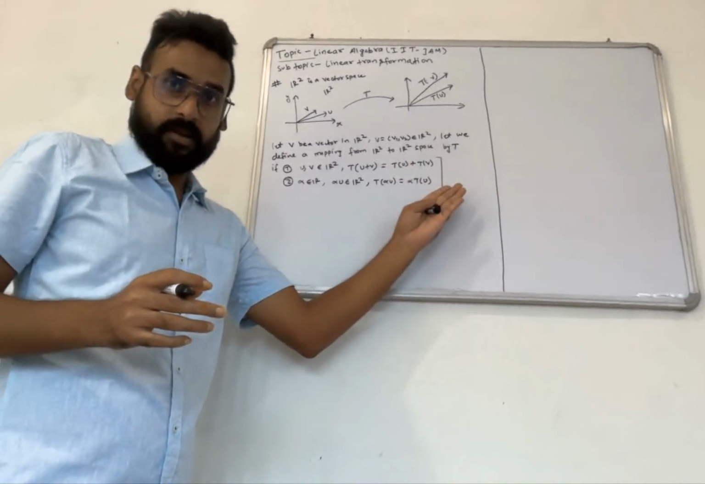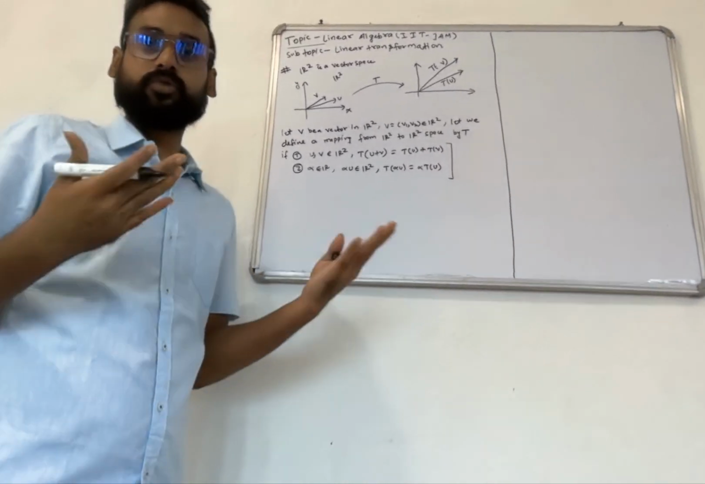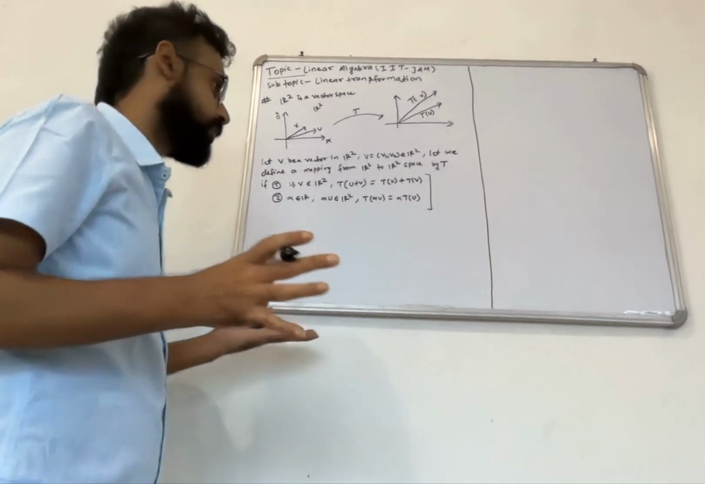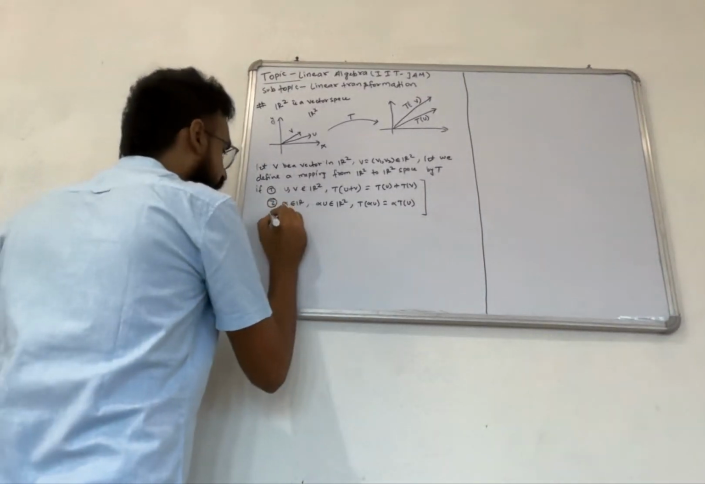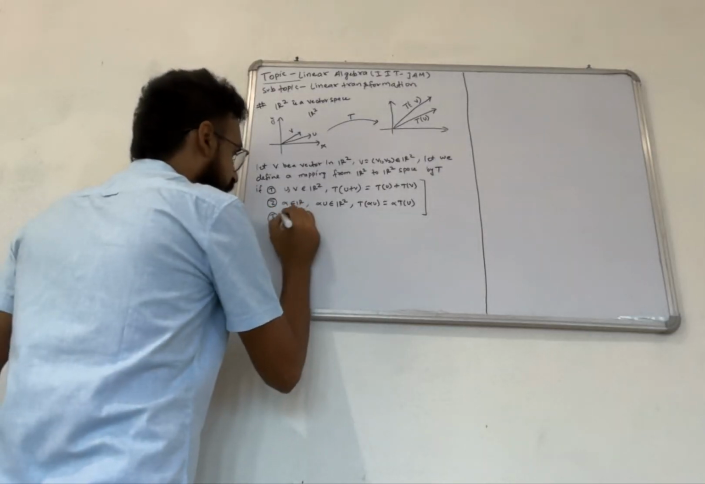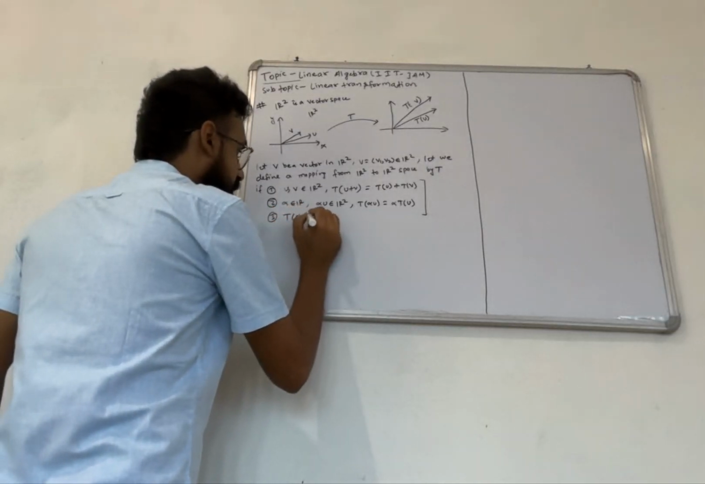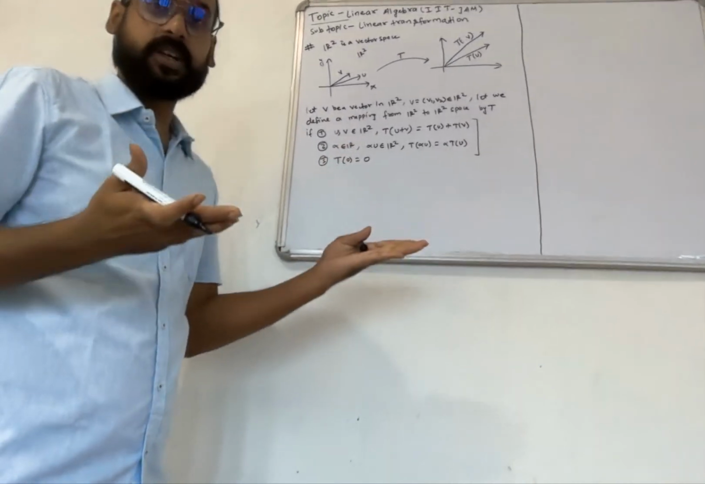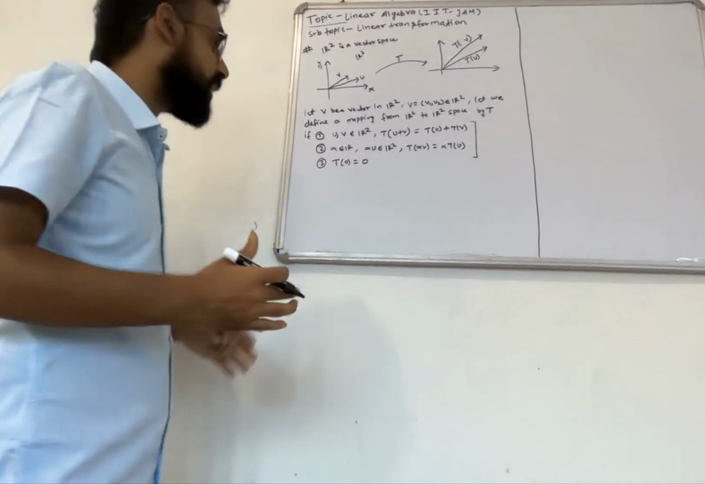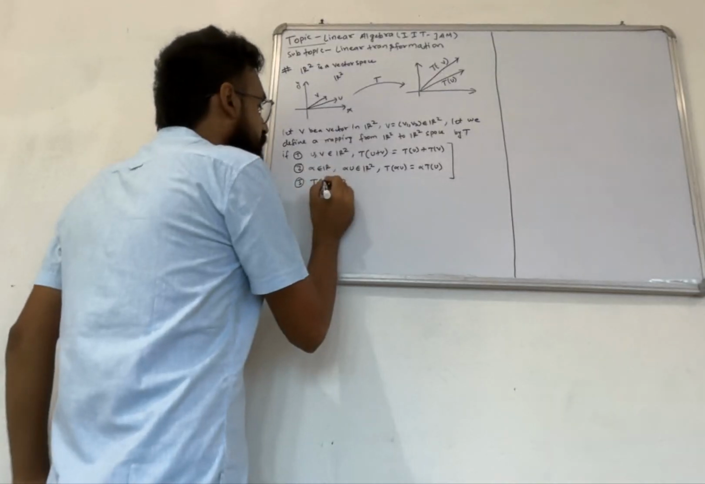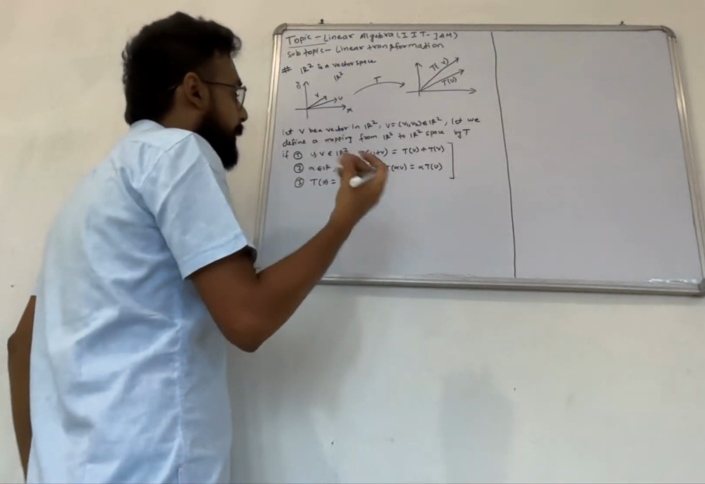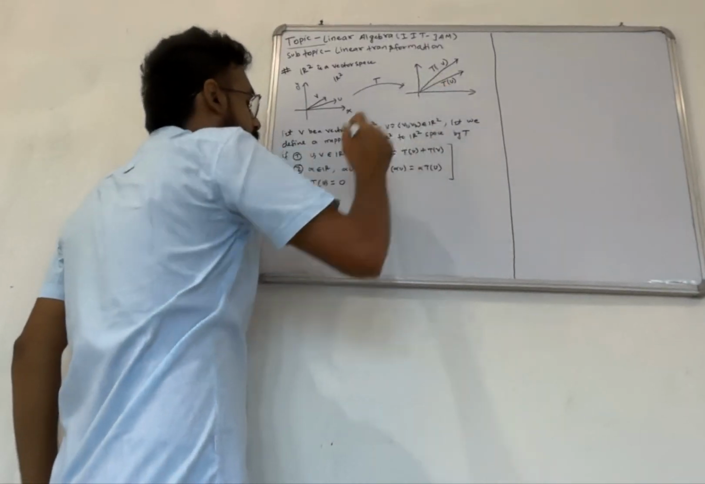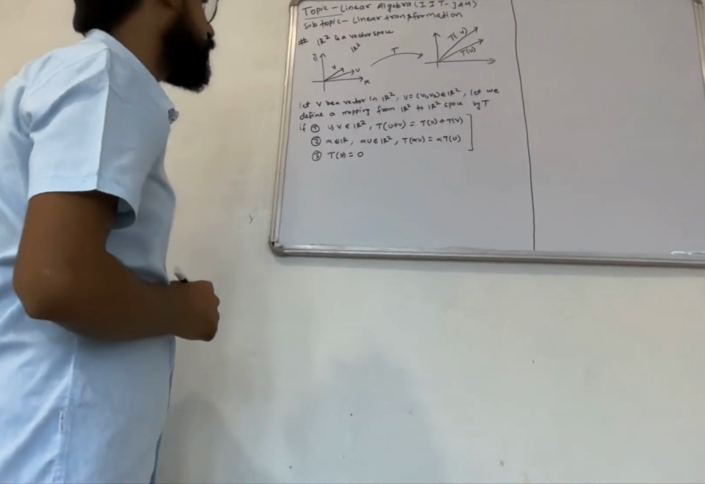These are two properties to become a linear mapping. Another property: T of 0 is equal to 0. It means that the zero vector is mapped to the zero vector, or geometrically, the zero vector is always mapped through the origin. That is the main idea.